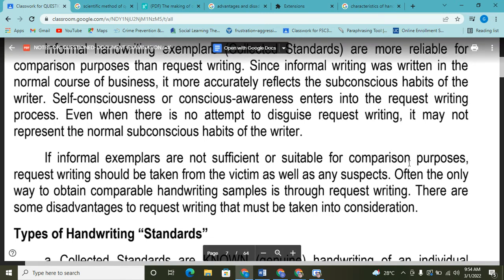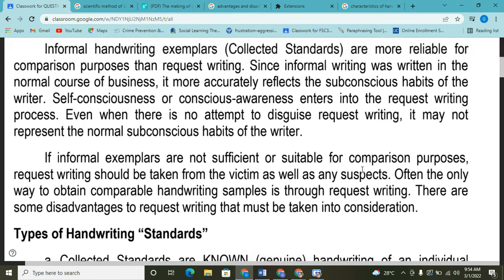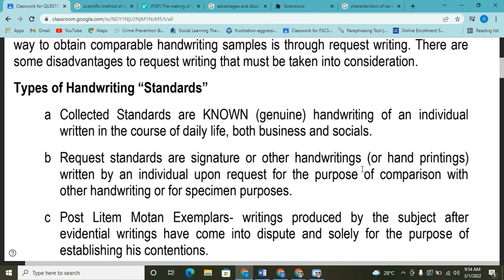How about the others? Shall we proceed to the oral exam? How about the others? Alright, so there are no questions.